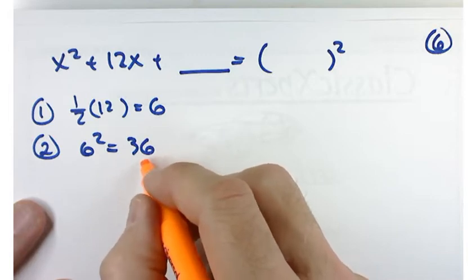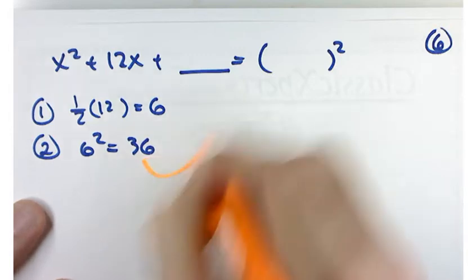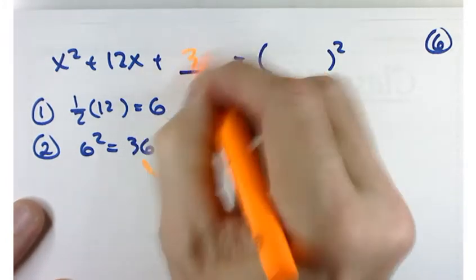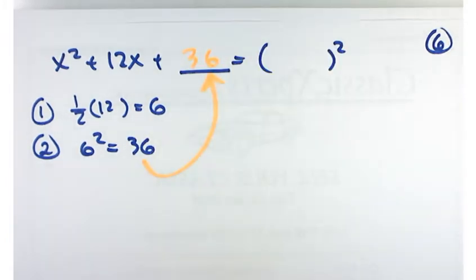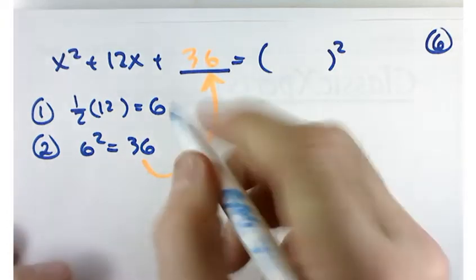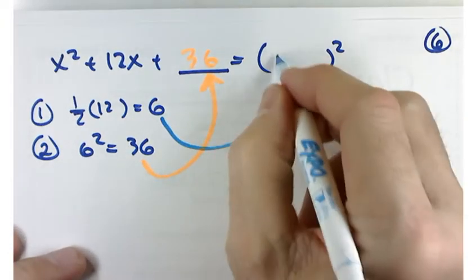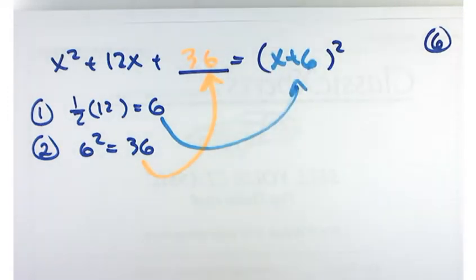Okay, where's the 36 go? Good, so that's going to be 36 there. Perfect. And this goes in here, so x plus 6. Bingo. Nice.